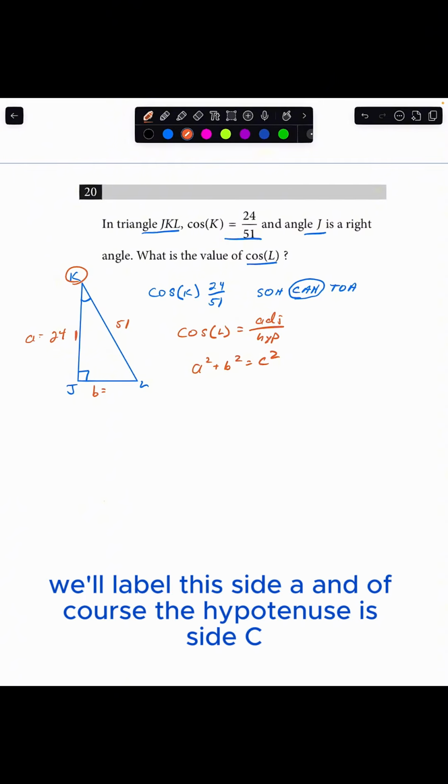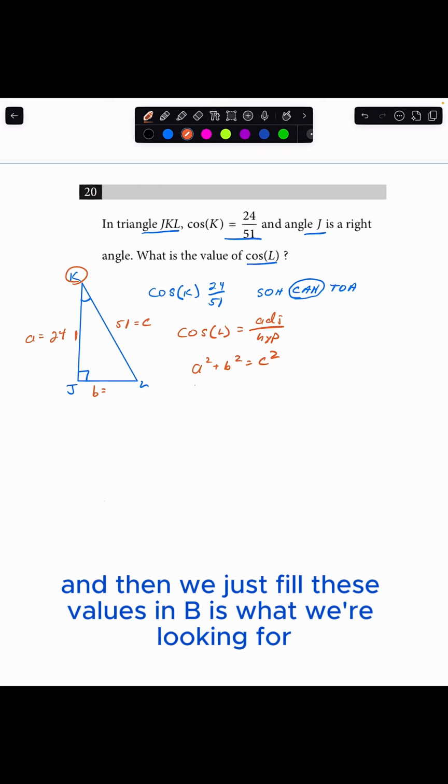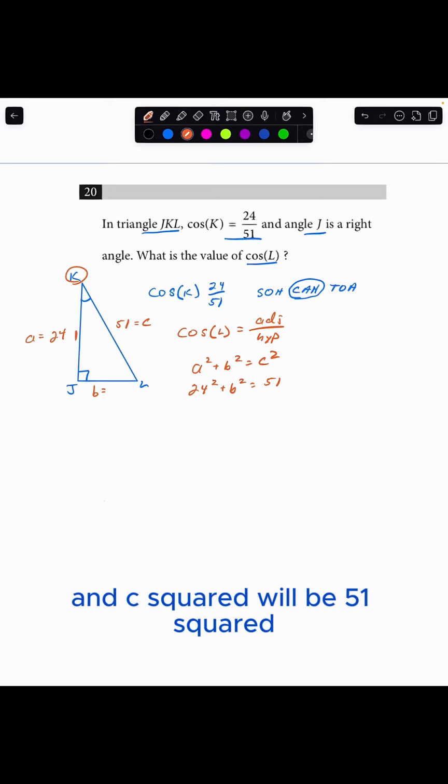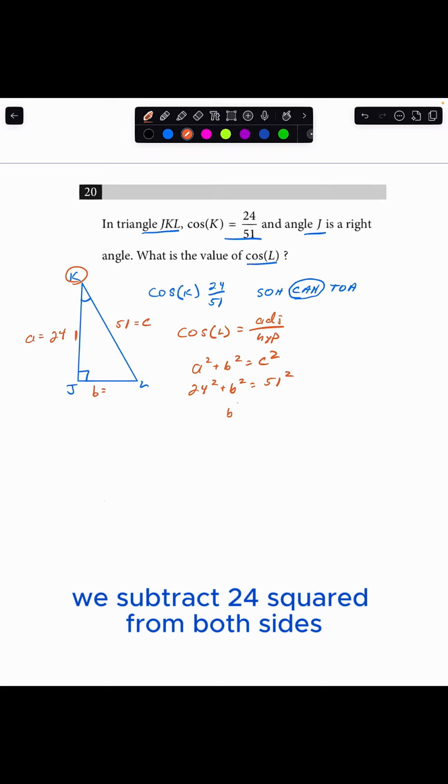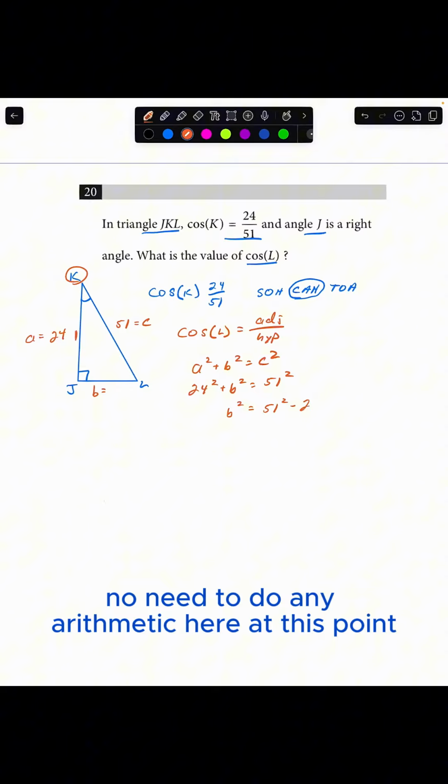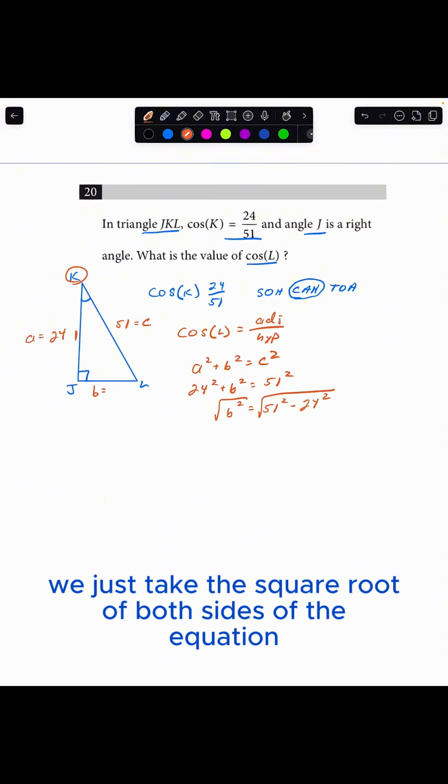We'll label this side A, and of course the hypotenuse is side C, and then we just fill these values in. B is what we're looking for, and C squared will be 51 squared. We subtract 24 squared from both sides. No need to do any arithmetic here at this point. To get rid of that square root, we just take the square root of both sides of the equation.